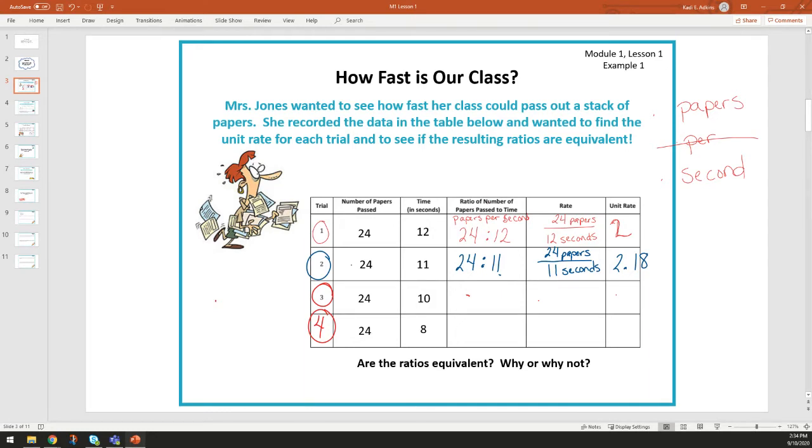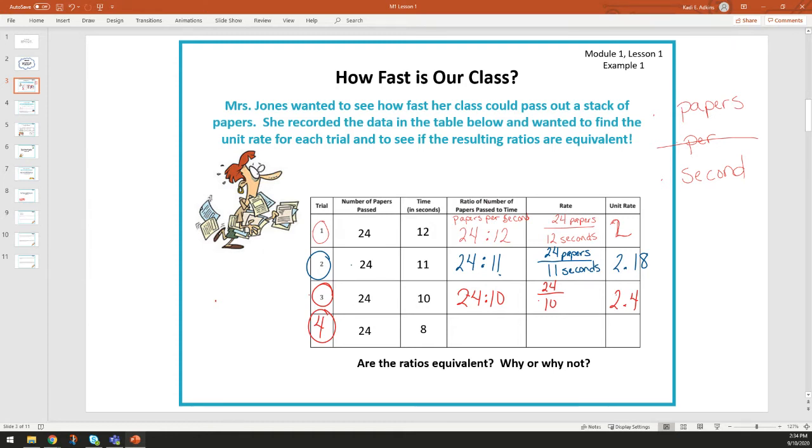Our ratio of number of papers passed to the time in seconds for our trial number 3 would look like 24 to 10. We're dividing that out. That's 24 papers divided by 10 seconds, and that gives me 2.4 papers per second. So again, our time is going less. We're having less time spent passing out the same 24 pieces of paper, so we're getting a little bit faster every time.